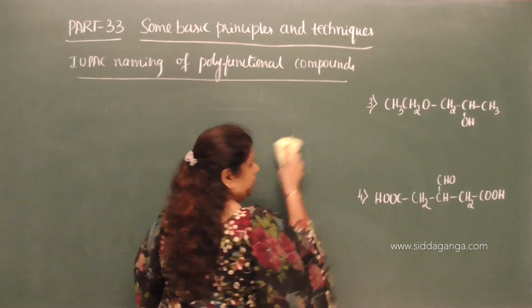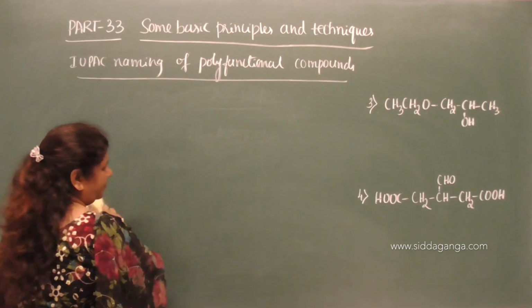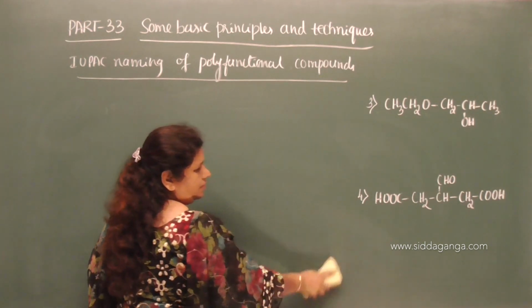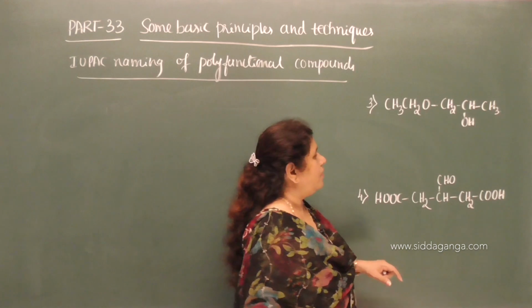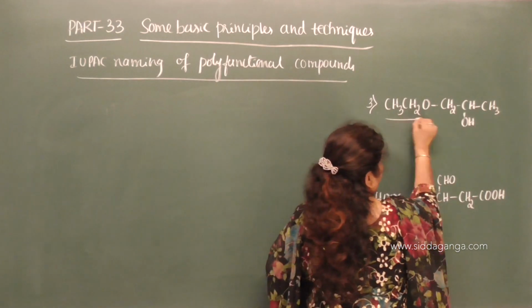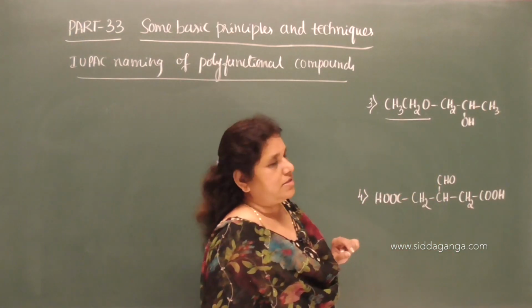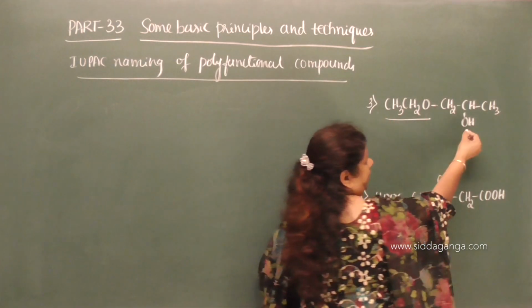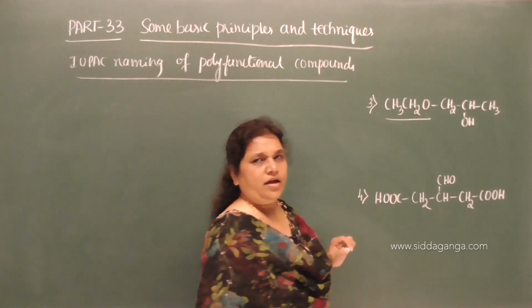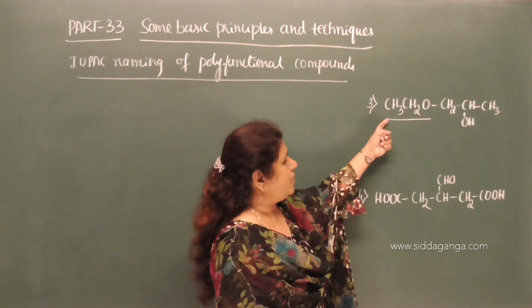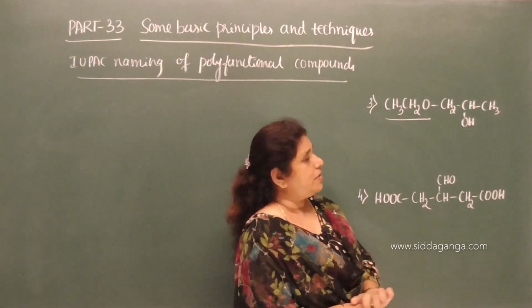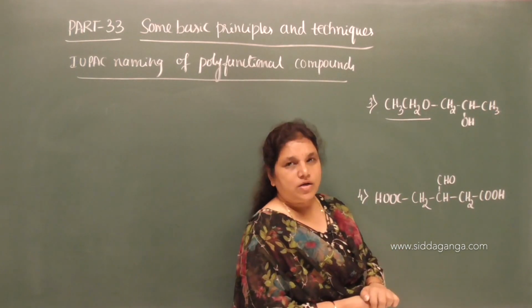Write down the compound and try to give the IUPAC name here. So what is the compound? We have an ether group, alkoxy, that is ethyl and O, ethoxy, and an alcohol functional group, correct? Now, as we know, according to the priority, we need to give the priority to the alcohol functional group rather than the alkoxy group.